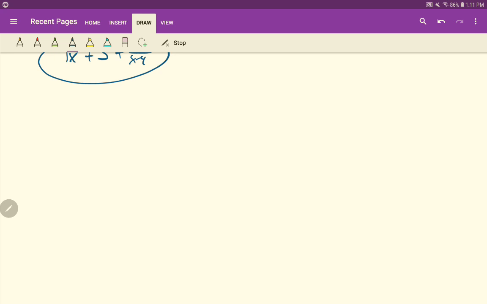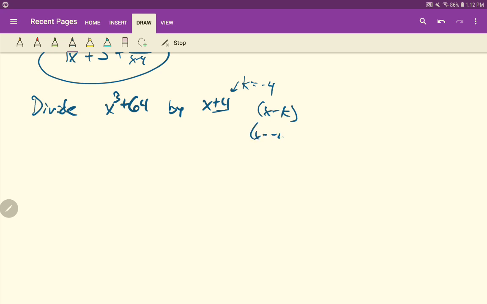Let's try another one. We'll divide x to the third plus 64 by x plus 4. Okay, so again, in this case, our k is going to be negative 4, because for x minus k, this would require us to have a negative 4. This is like having x minus negative 4, which gives us that plus 4 there. So a negative 4 is what goes in the box there.